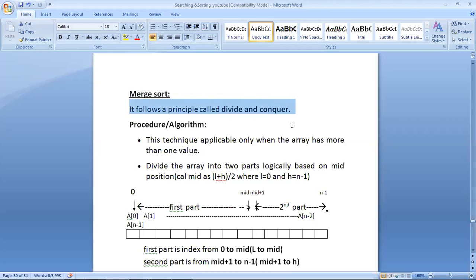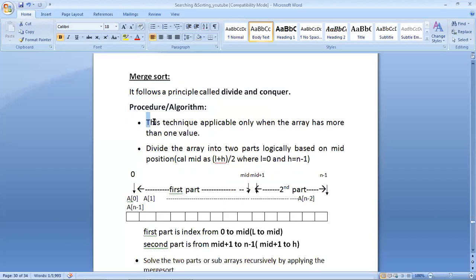So the merge sort technique follows a principle called divide and conquer. Now we see a procedural algorithm for the merge sort technique. This technique is applicable only when the array has more than one value. When the array has only one value, we don't apply merge sort, because if only one value is there in the array, that value is already in sorted order. So no sorting technique is required. If the array has more than one value, then only we can apply the merge sort technique.